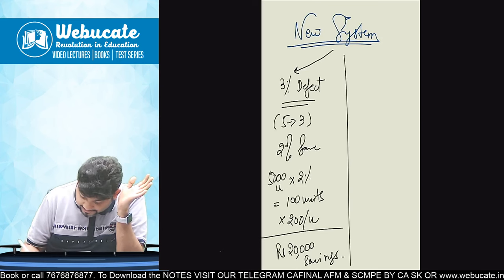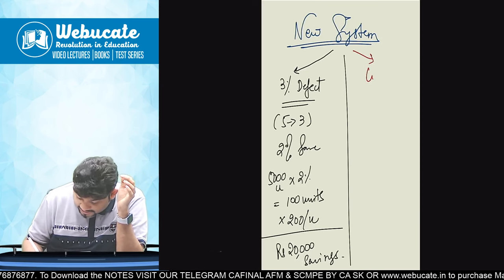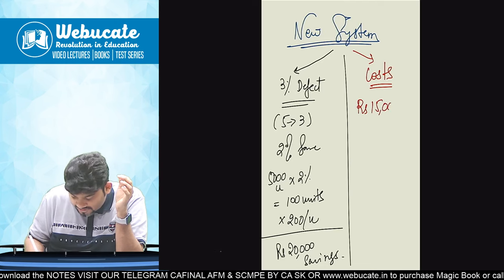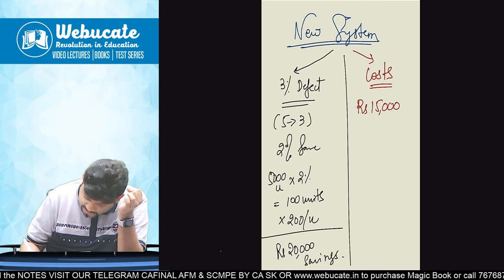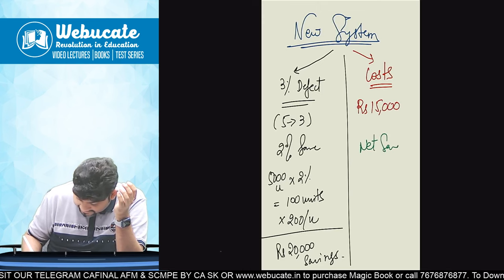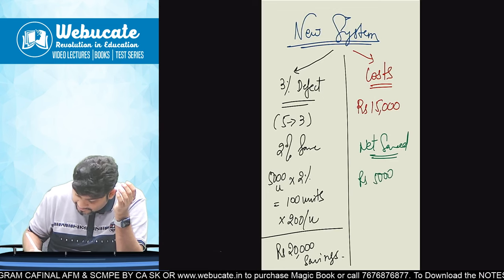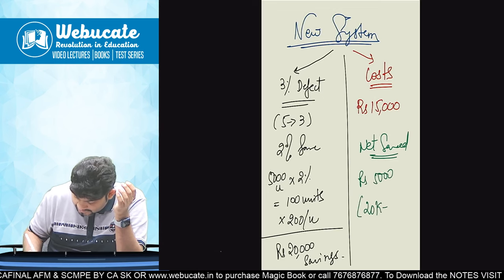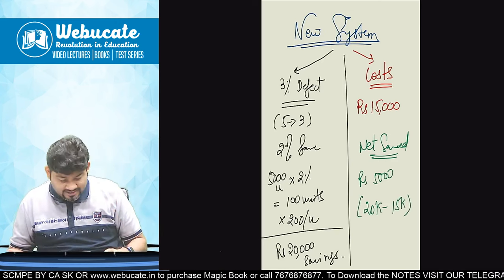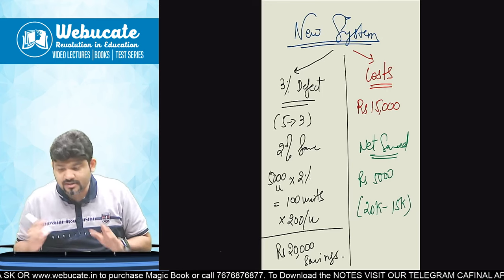20,000 I am saving. But now, I will also incur costs of approximately 15,000. So, in a nutshell, net saved is how much? Rupees 5,000. 20K minus 15K is the net amount that you are saving.